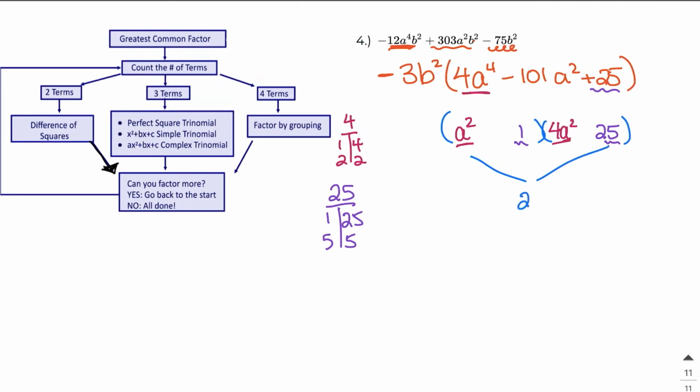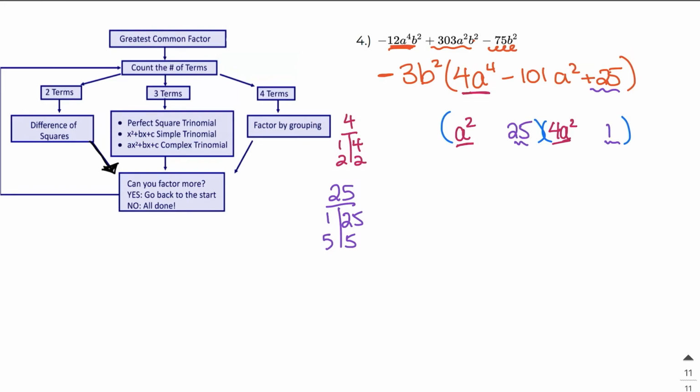So the outer is 25a squared. The inner is 4a squared, and 25a squared and 4a squared, no way will give me this negative 101a squared, so this is not going to work. But I can switch these because this 4 right here will affect what the outer and the inner will be. So here, instead of having the 1 here, I will put the 1 here, and I will put the 25 here.